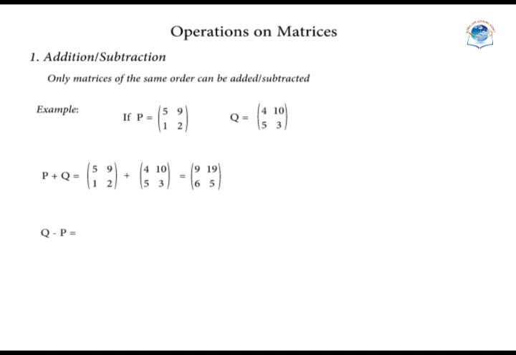P minus Q is equal to 4 minus 5 is minus 1. 10 minus 9 is 1. 5 minus 1 is 4. And 3 minus 2 is 1.